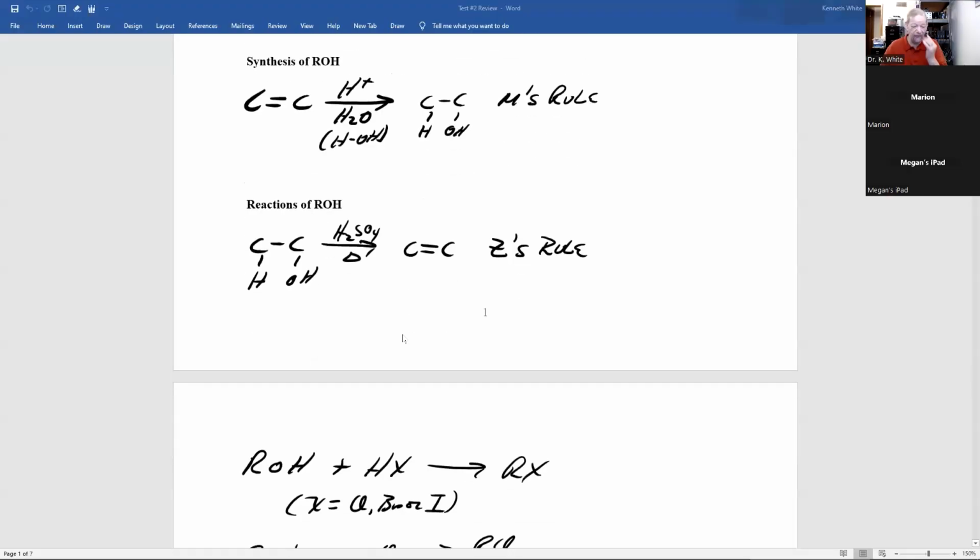Now, let's talk about reactions with alcohols. One of the more challenging this semester is called dehydration, meaning taking off water of alcohol. You have a carbon with a hydroxyl group, OH, an adjacent carbon with a hydrogen, and you use sulfuric acid and heat, and you form a double bond. And this follows Zaitsev's rule. Zaitsev's rule is you get the double bond that has the most carbon atoms directly bonded to the carbons of the double bond. And let's look at this.